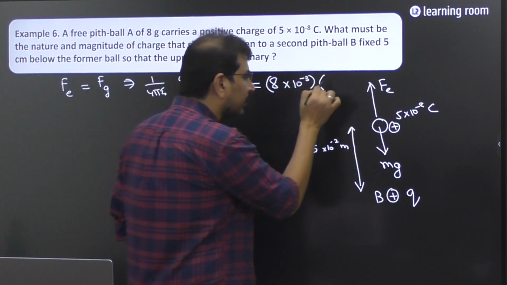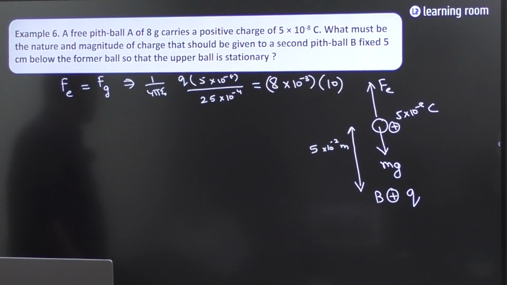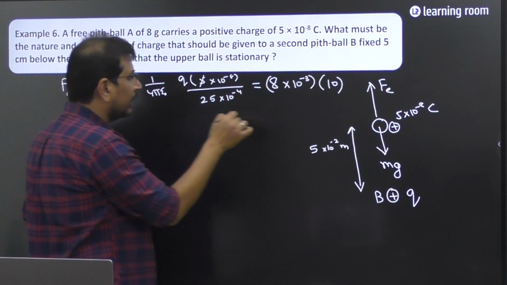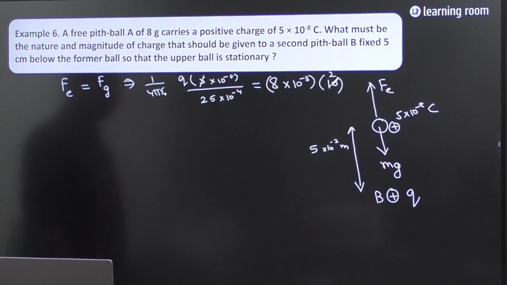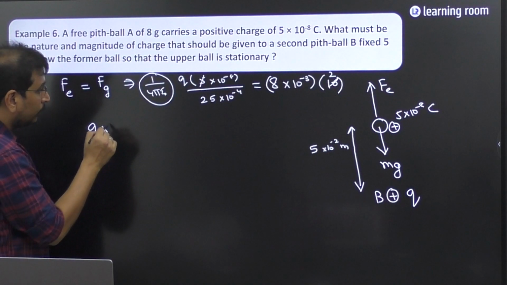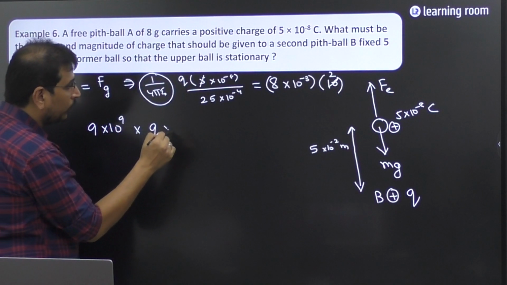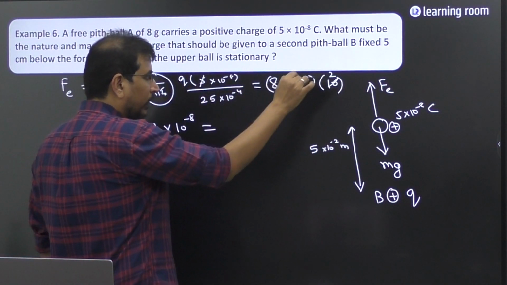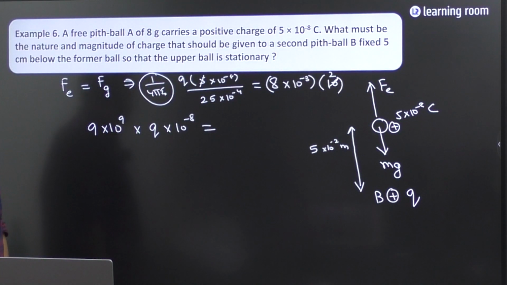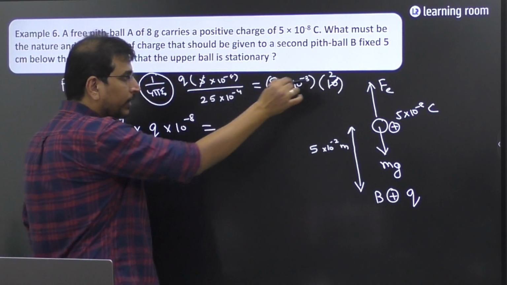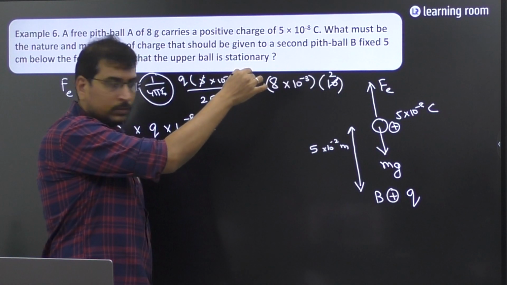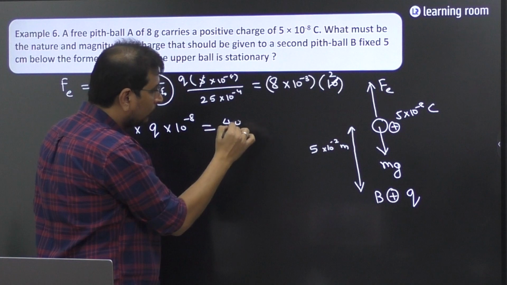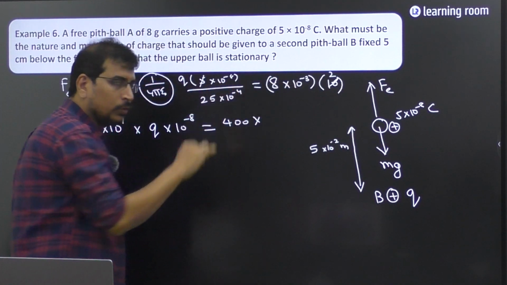For the time being, I'll take it as 10, because I see the multiples of 5, that's why I took it as 10. So this 5 will cancel this twice. Right? So this 1 by 4 pi epsilon naught is how much? 9 into 10 power 9 into Q into 10 power minus 8 is equal to, this 25 will go to the other side. 25 into 2, 50, 50 into 8, 400 into 10 power minus 3 into 10 power minus 4.